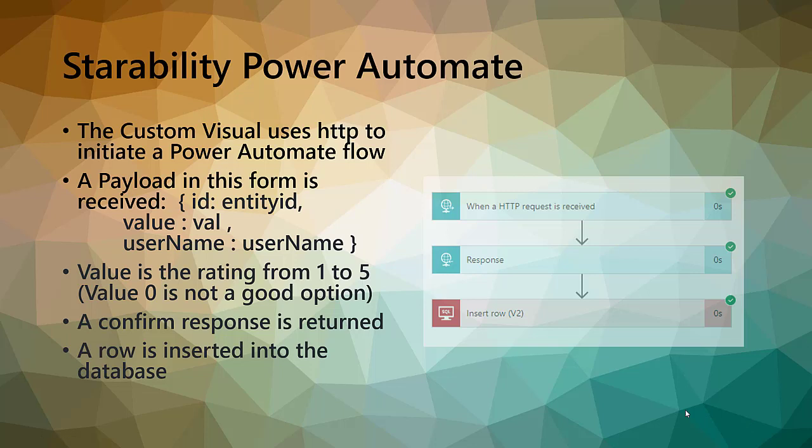Starability Power Automate processes requests from the visual. The custom visual uses HTTP to initiate a Power Automate flow. A payload in this form, with ID, value, and username, is passed in the HTTP request. The value is a rating from 1 to 5. 0 does not work. This type of assessment is not passed. A confirmed response is returned. A row is inserted into the database.